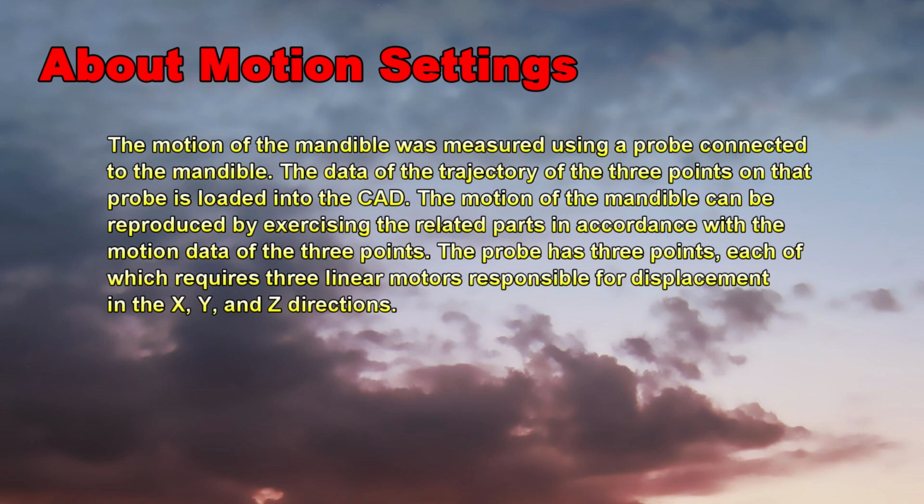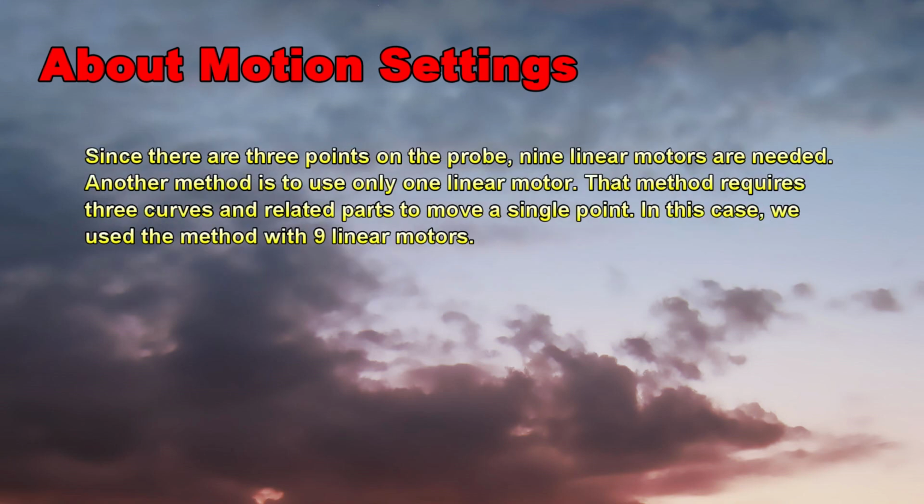The data of the trajectory of the 3 points on that probe is loaded into the CAD. The motion of the mandible can be reproduced by exercising the related parts in accordance with the motion data of the 3 points. The probe has 3 points, each of which requires 3 linear motors responsible for displacement in the x, y, and z directions. Since there are 3 points on the probe, 9 linear motors are needed.